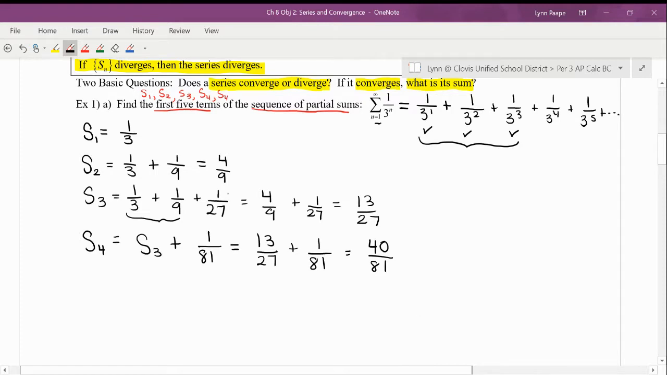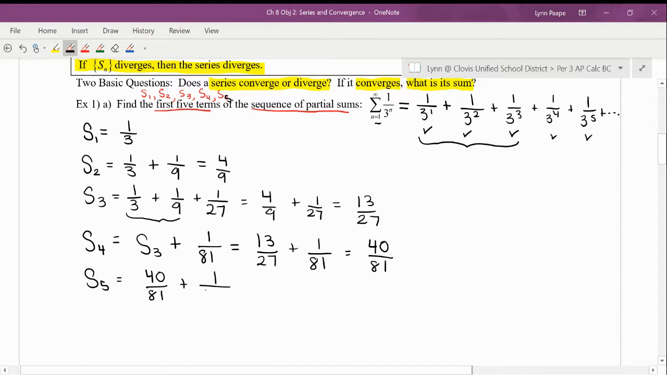Almost finished, right? We need to find S5 also. That means we're going to take S4, which was 40 over 81, and add that to the 5th term. That's this one here, so that would be 1 over 3 to the 5th.